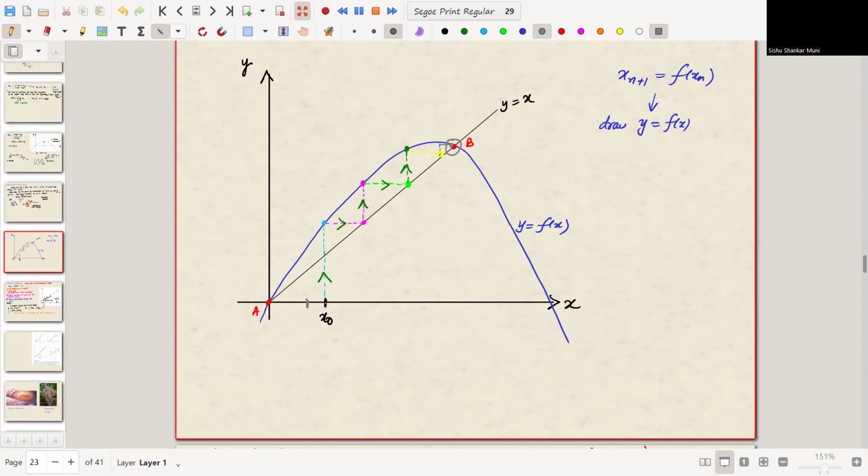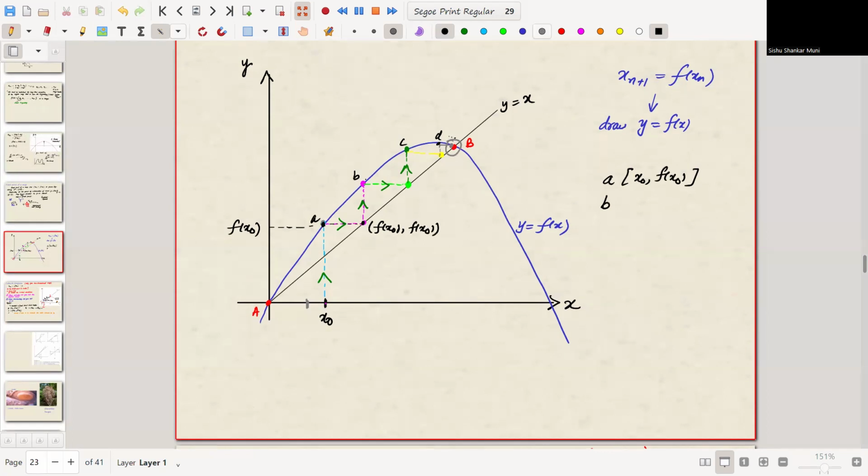I told you each of these points, A, B, C, D, and all other points are actually the iterates. Why? If you take x naught, what is the point A? Since this is lying here, this will be f of x naught. So the coordinate of point A is x naught, comma f of x naught. Now, what is the coordinate of B? Since this is f of x naught and you're moving horizontally and hitting y equals x, both coordinates should be the same. So it should be f of x naught, comma f of x naught.